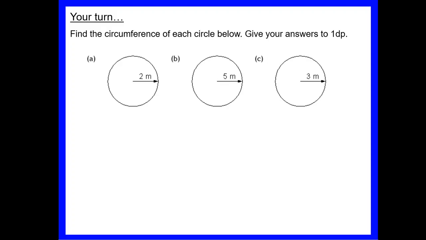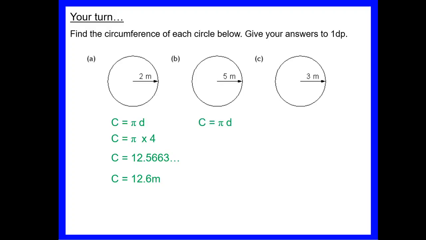All right, so our solutions for these then. Our first one, again, stating the formula every time because that's telling me what I need. I need the diameter, radius of 2, so the diameter will be 4. So that's pi times 4 is 12.5663, etc. and rounded to 1 decimal place, 12.6 meters.